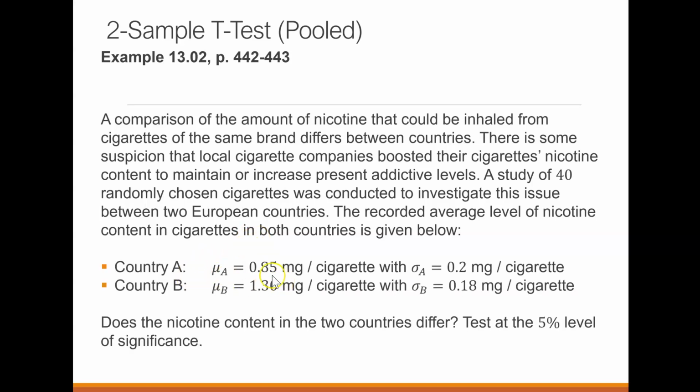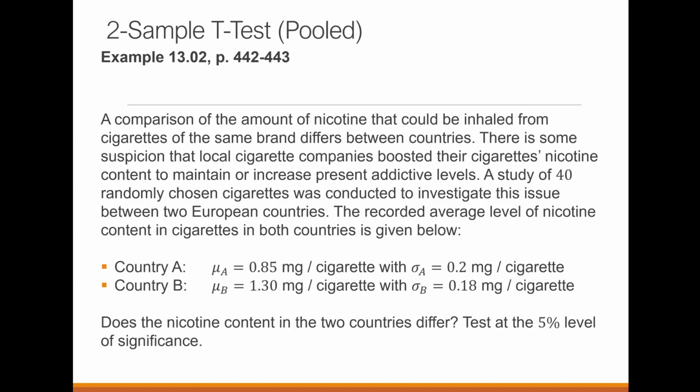So in country A, we had 0.85 milligrams per cigarette with a standard deviation of 0.2 milligram per cigarette. In country B, the average was 1.3 milligrams per cigarette with a standard deviation of 0.18 milligram per cigarette. Does the nicotine content in the 2 countries differ?